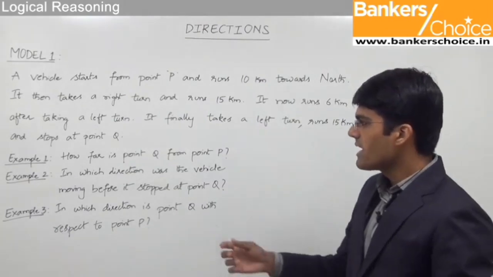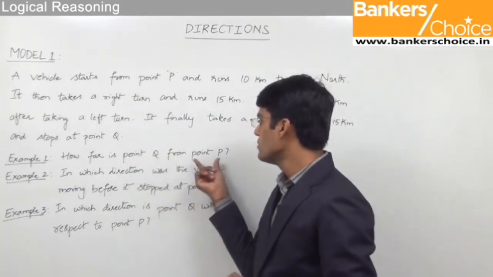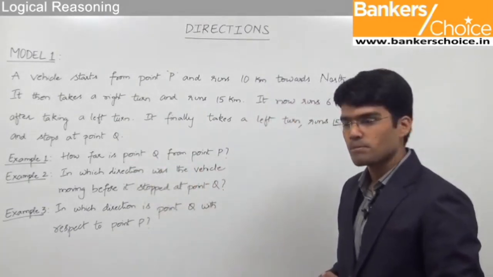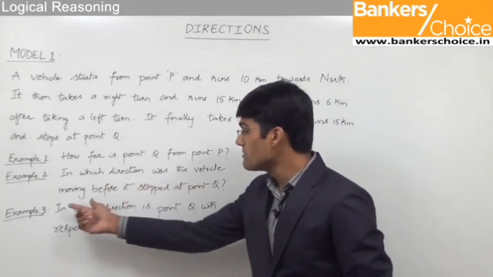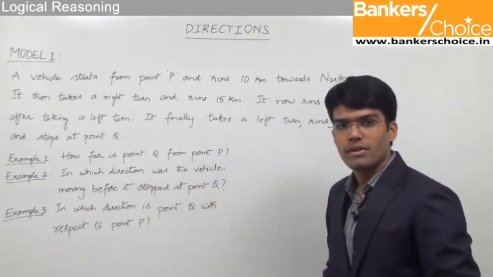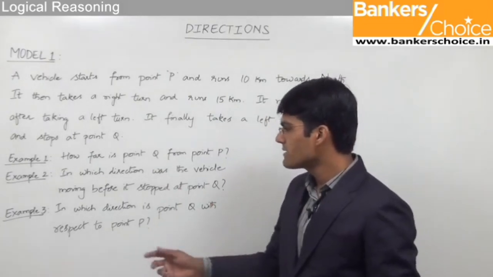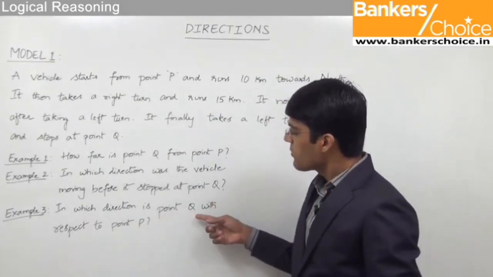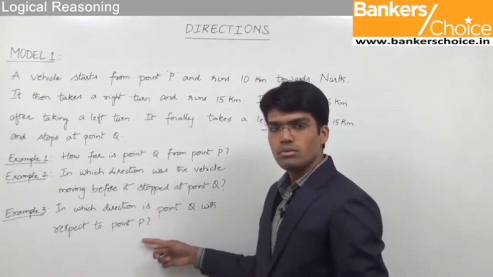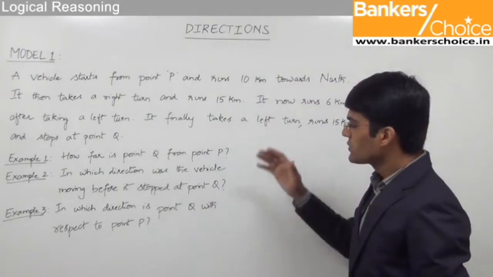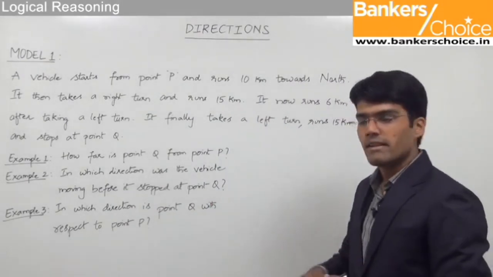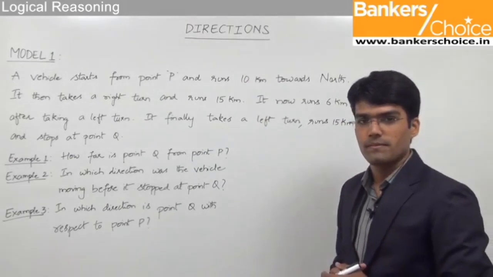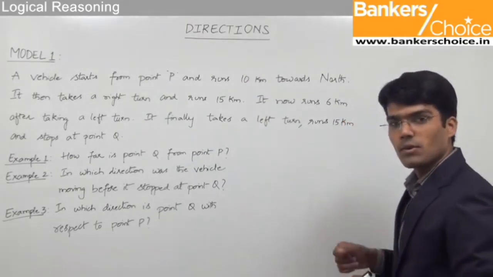The first question here is, how far is point Q from the point P? Second question is, in which direction was the vehicle moving before it stopped at point Q? And the last one here is, in which direction is point Q with respect to the point P? To solve all the given questions, we need to trace the movement of the vehicle as given in this information. And that can be done as follows.